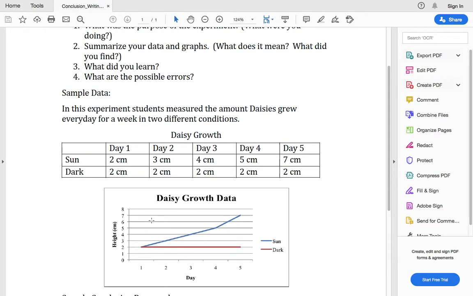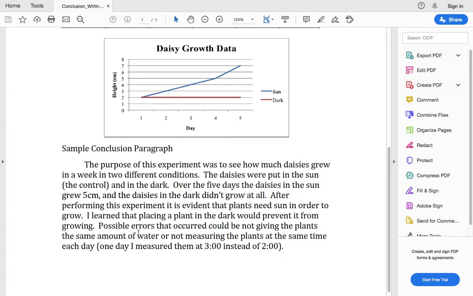And then number 4, what are possible errors? In your conclusion, you should say possible errors are. Possible errors that occurred in this could be not giving the plants the same amount of water, or not measuring the plants at the same time of day. For example, one day I measured at 3, one day I measured at 2.